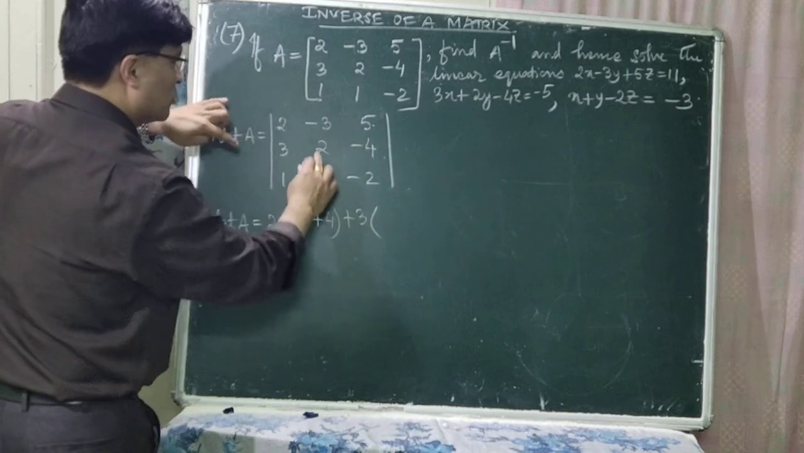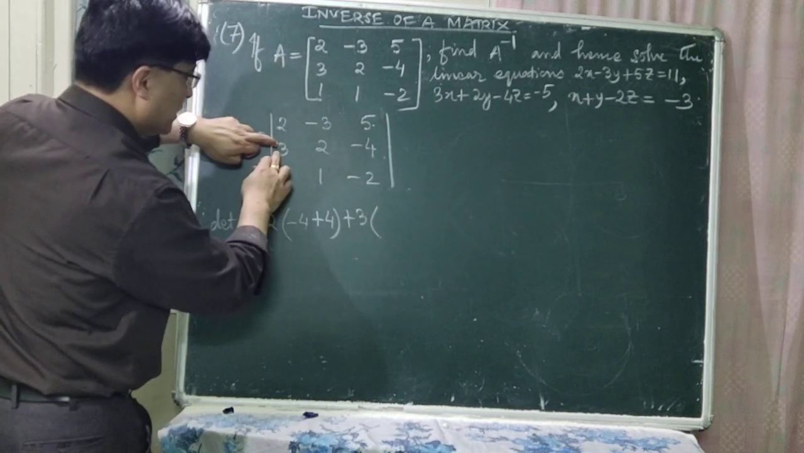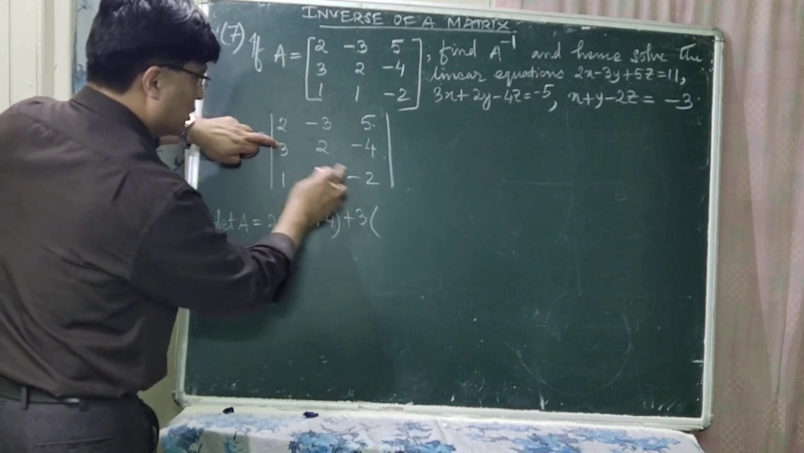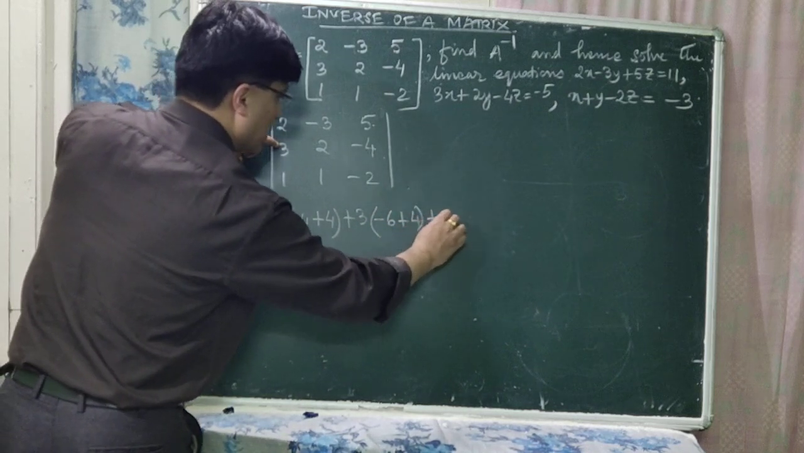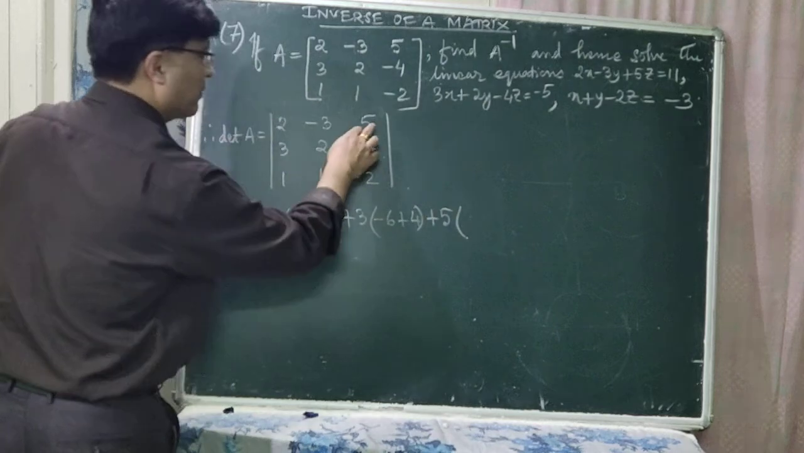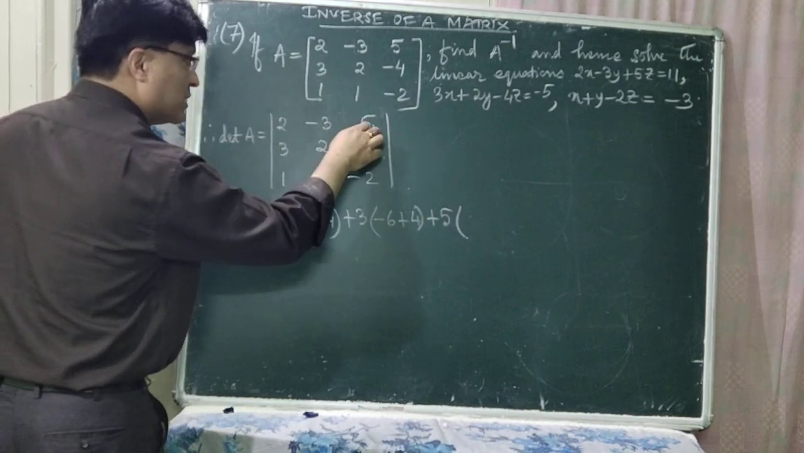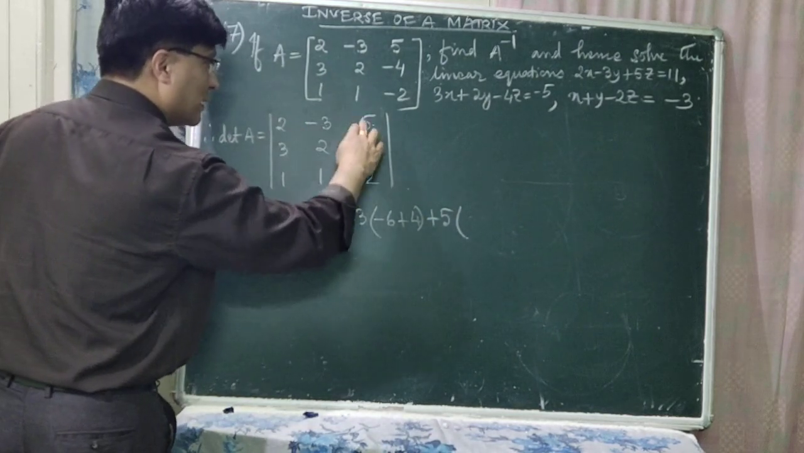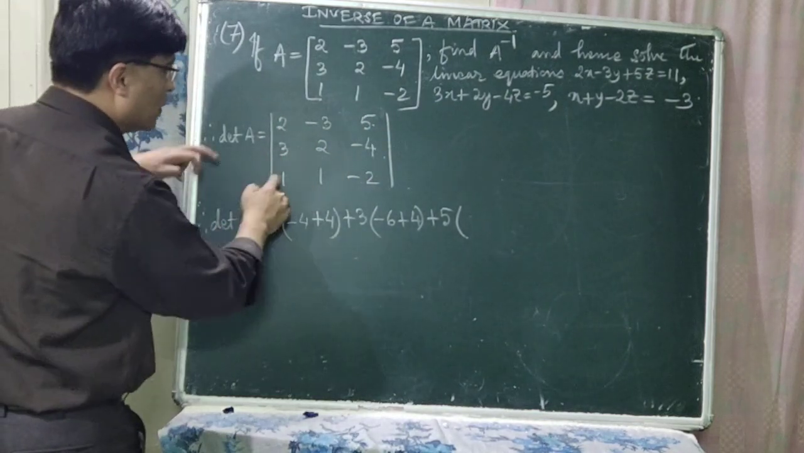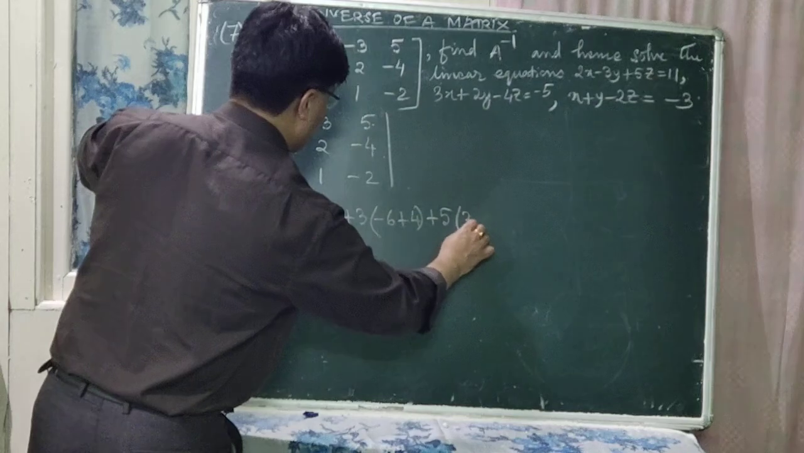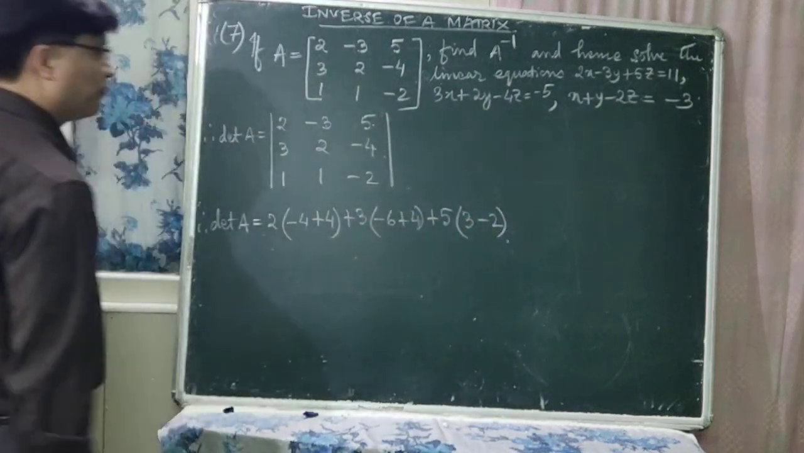Now delete the row and the column through the element minus 3. So it remains 3, minus 4, 1, minus 2. 3 into minus 2, minus 6 plus 4. Then comes plus 5. If you take this 5, you delete the row and the column through the element 5, that is first row and third column are deleted. What remains? 3, 2, 1, 1. So it is 3 ones are 3, minus 2.